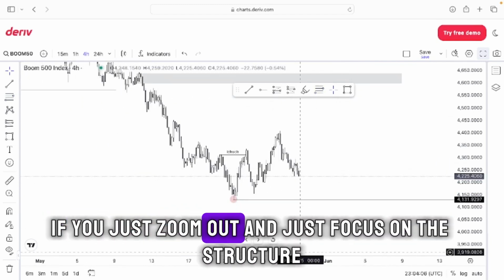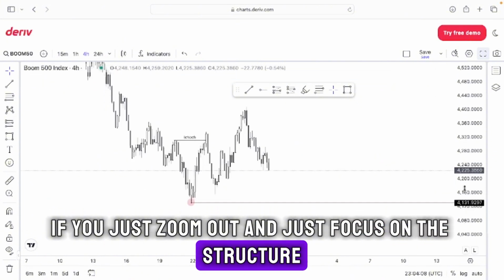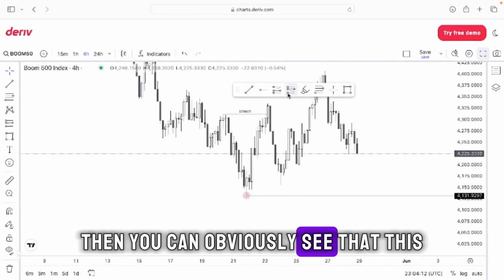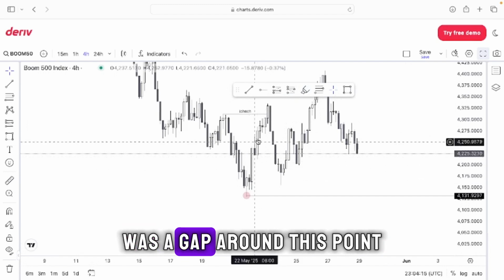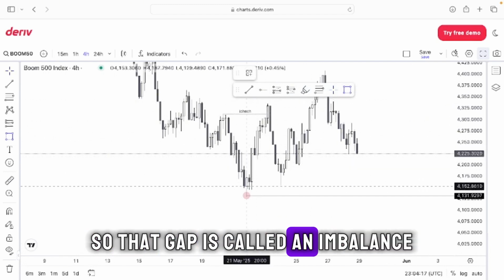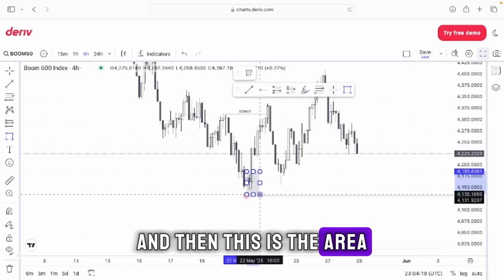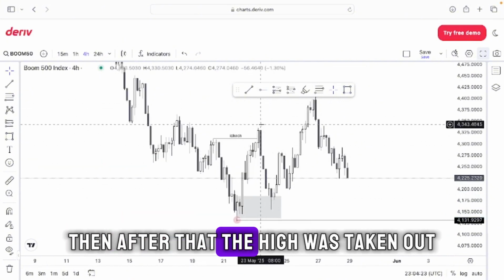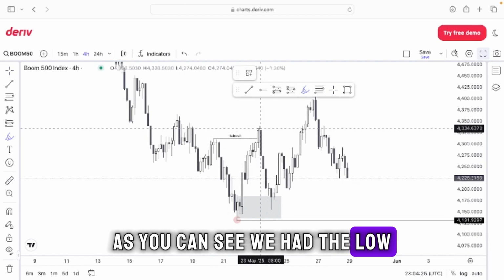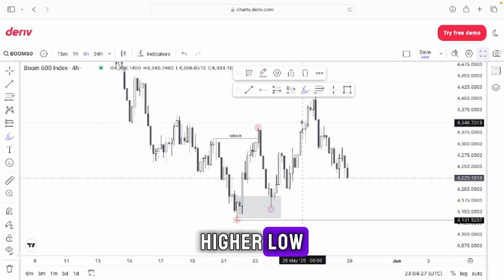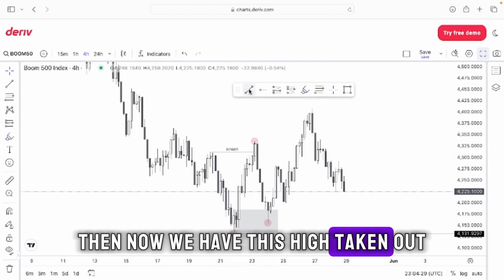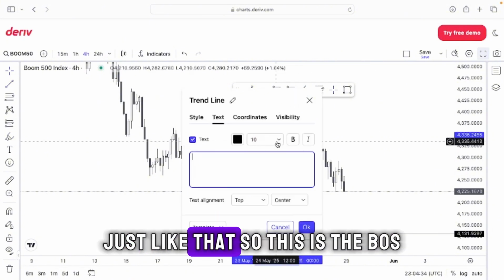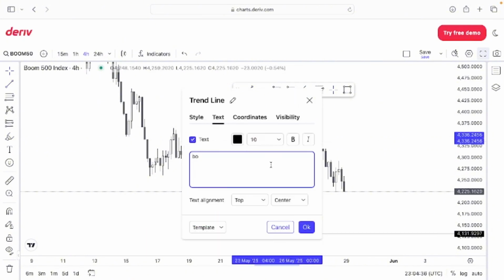If you just zoom out and just focus on the structure, just like that, then you can obviously see that there was a gap around this point. That gap is called an imbalance, and this is the demand zone that you're looking to buy from. After that, the high was taken out. As you can see, we had the low, higher high, higher low. Then now we have this high taken out, of which this is your overall break of structure, just like that. So this is the BOS.